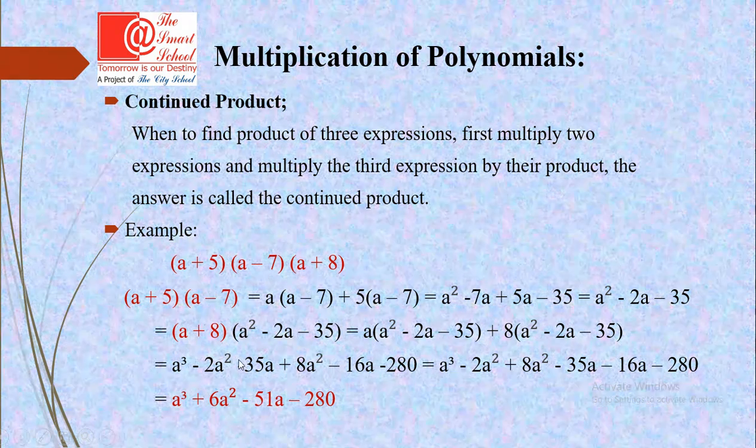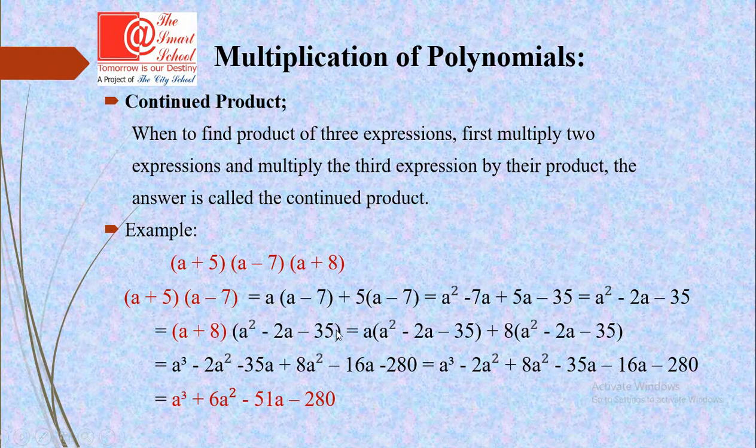So now a plus 8, we will break it and we will take this as it is. So a multiplied by a square minus 2a minus 35, then plus 8 multiplied by this whole term. Now the answer will come, and we will write like terms together. Then the ultimate answer is a cube plus 6a square minus 51a minus 280, and this is called continued product. In the same way, we can multiply 4 expressions or 5 expressions, and in each case it is called continued product.